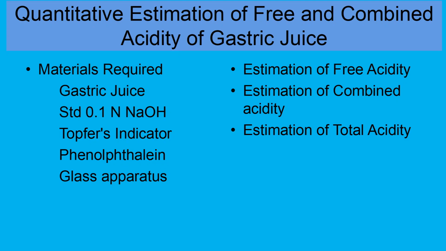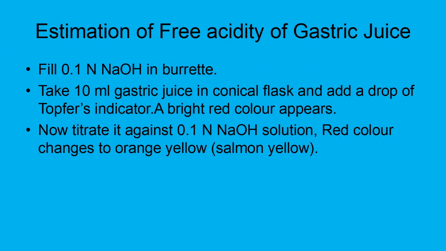Here, first you have to estimate the free acidity. For doing that, take 0.1 N sodium hydroxide in the burette. Take 10 ml of gastric juice in the conical flask. Add 1 drop of Topfer's indicator. After adding Topfer's indicator, a bright red color appears. You have to titrate this gastric juice in the conical flask against the sodium hydroxide solution till that bright red color turns into orange yellow color, that is called salmon yellow. That is the end point. You have to note down the reading of this end point.